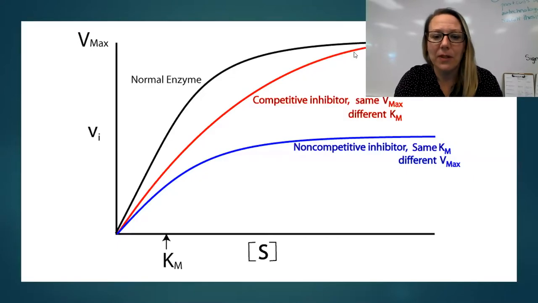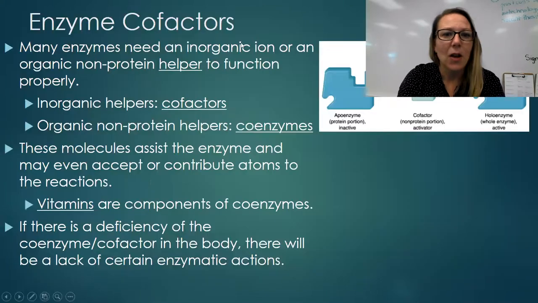Here's an example of different ways. Actually, you know what? We're not going to worry about this right now. But you can see that if you add inhibitors, it will slow down the rate of the reaction. That's all you need to know.